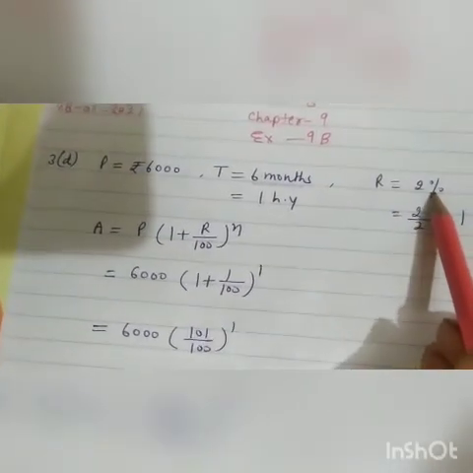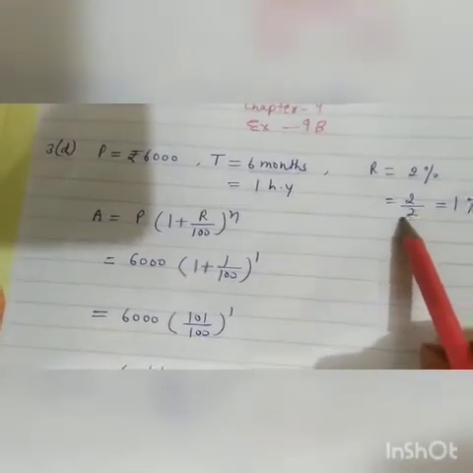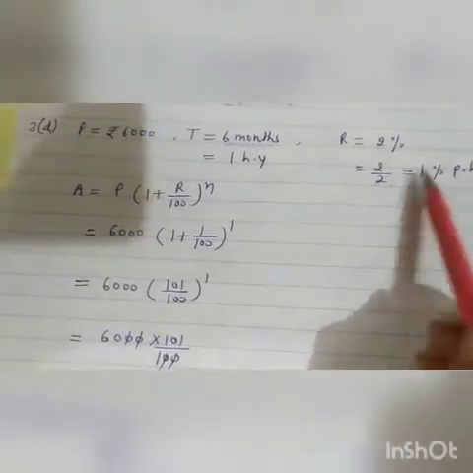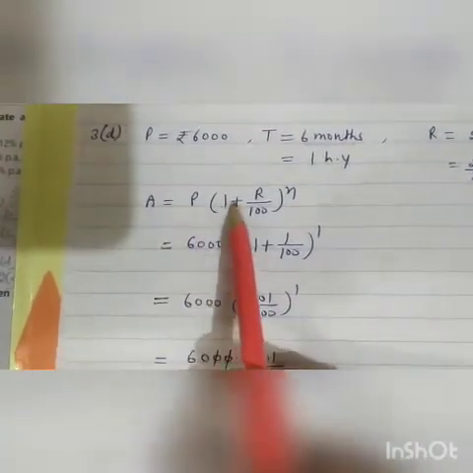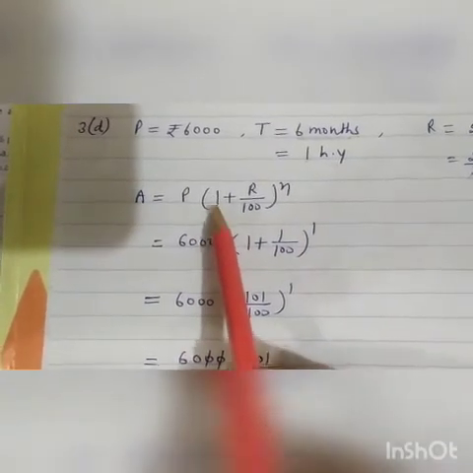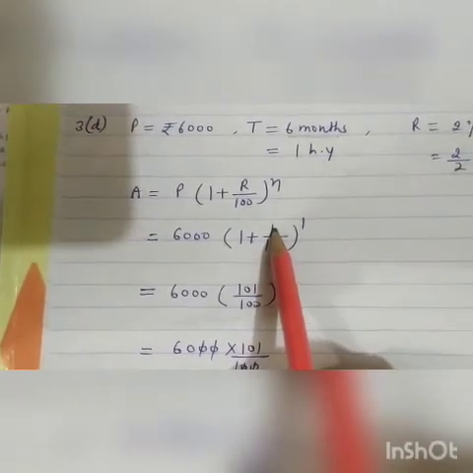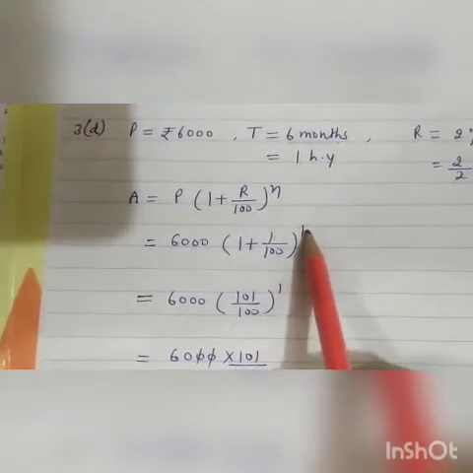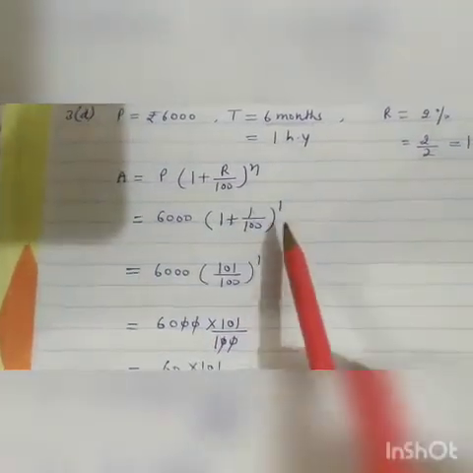Then rate is given 2%. We will divide this 2 by 2. 2 ones are 2, 2 ones are 2. It means 1% per half yearly. Now we will write the formula. A is equal to P(1 plus R upon 100) power n. P is 6,000. In the bracket, 1 plus R, which is 1% half yearly, upon 100 power n. Time is also 1 half yearly. So we will write 1 here.